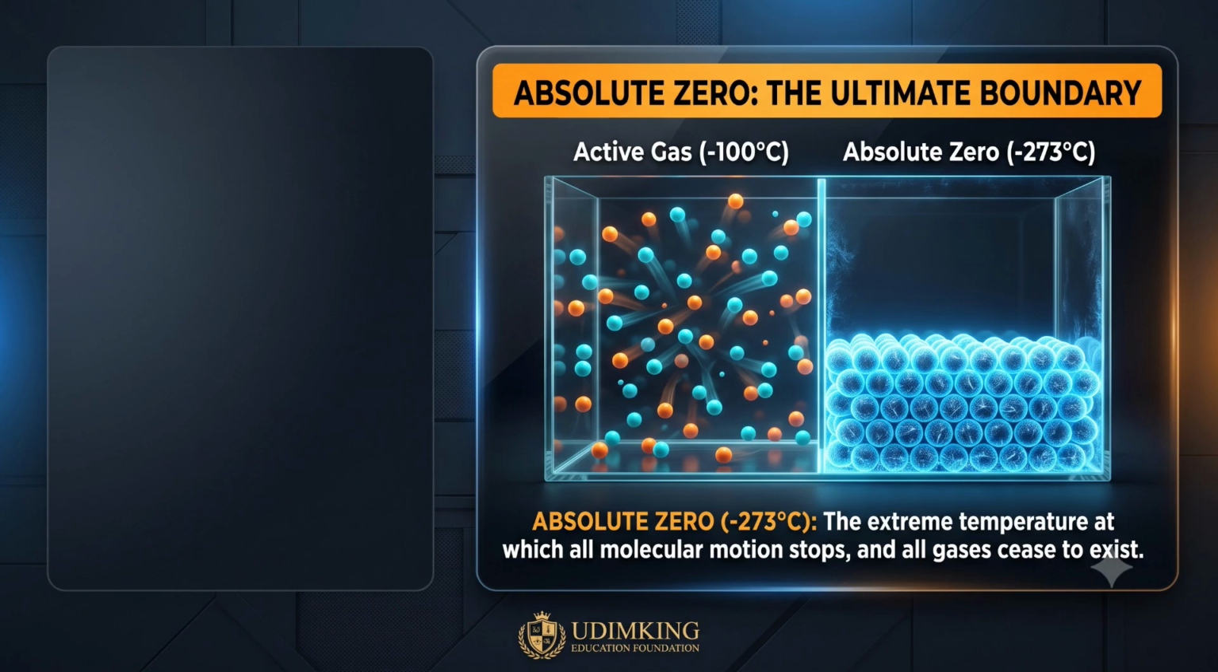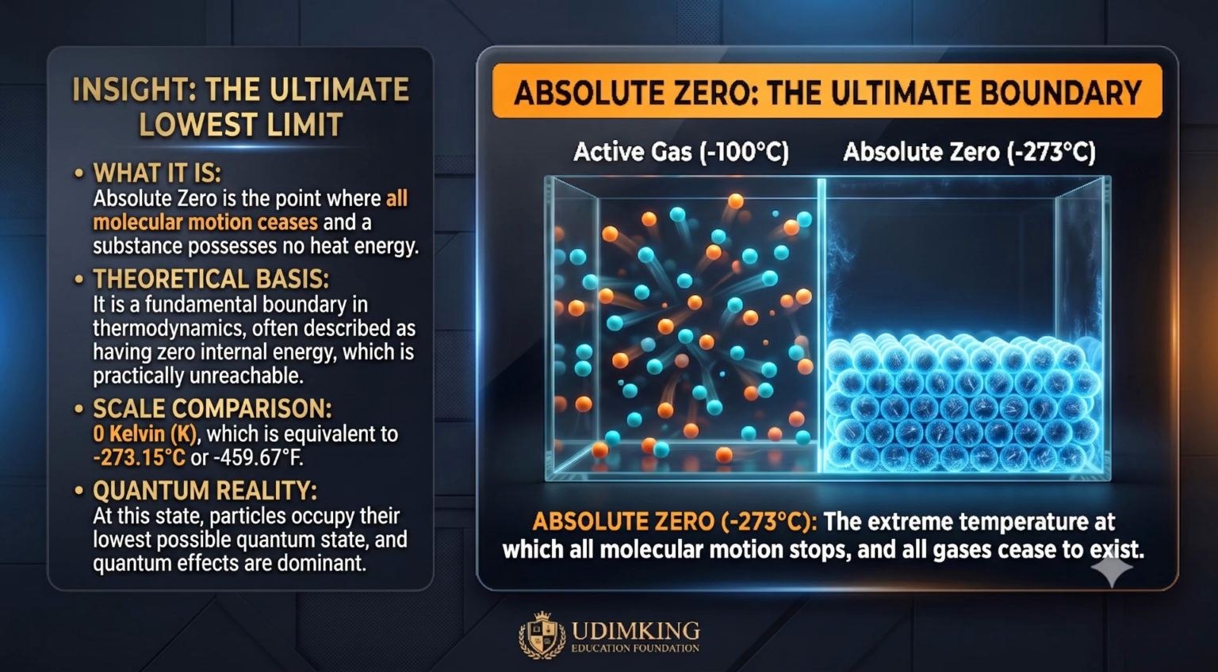Because no substance can retain enough thermal energy to remain a gas at this temperature, science honors this ultimate boundary as absolute zero. It is the temperature where all molecular motion stops and all gases cease to exist. Because no substance can exist in a gaseous form at minus 273 degrees Celsius, science honors this extreme point as the absolute zero temperature, the lowest possible temperature in the entire universe.